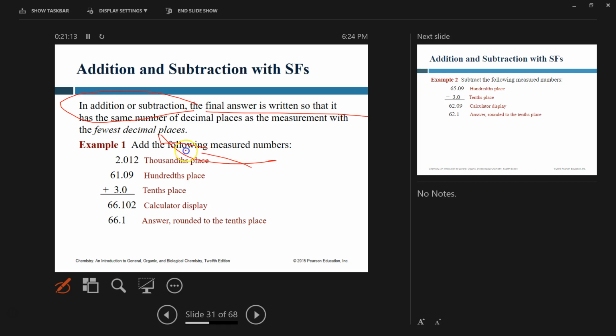Let's take a look. How many decimal places in the first one? 3. In the second one? In the third one? 1. Which one has the least number of places? The third one, 1 decimal place. How many decimal places should your answer have? 1. So this is your calculated number, but you have to round it to 1 decimal place. Does that make sense? Do you see that?